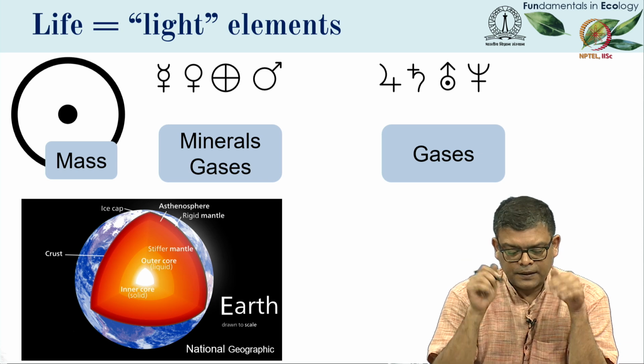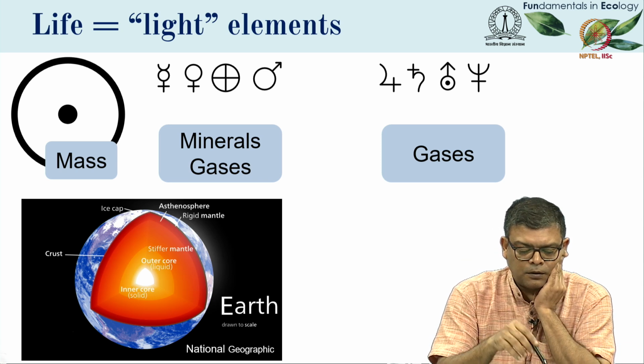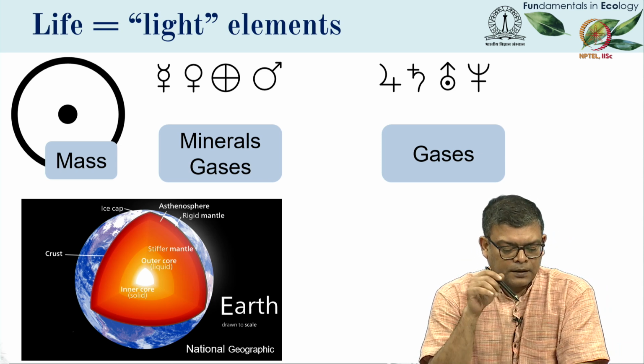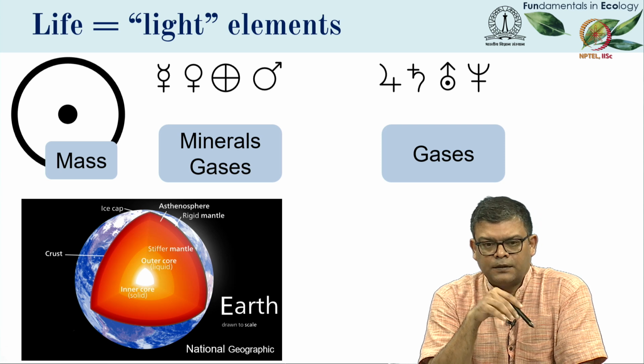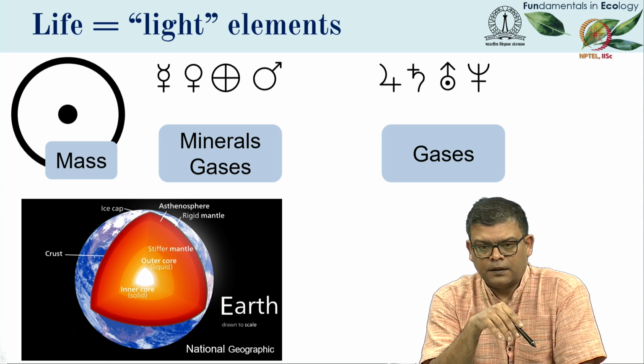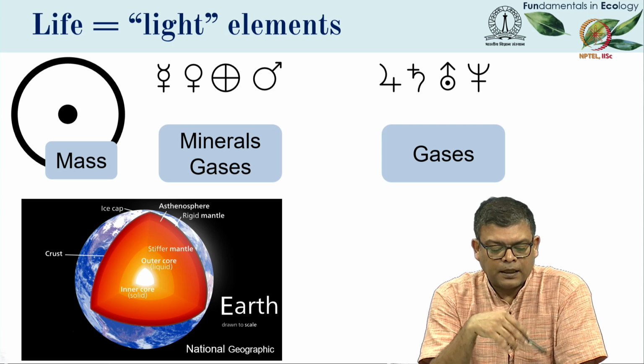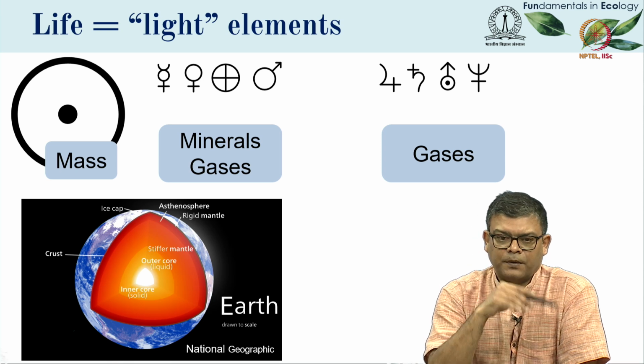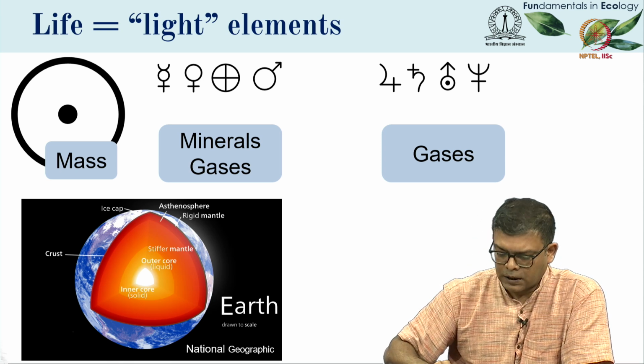If we just look inside the Earth, we will also see more or less the same thing, that the core of the Earth contains the heavier elements and the crust contains the lighter elements, and the lightest elements are the gases which form a thin layer of atmosphere on the outside.